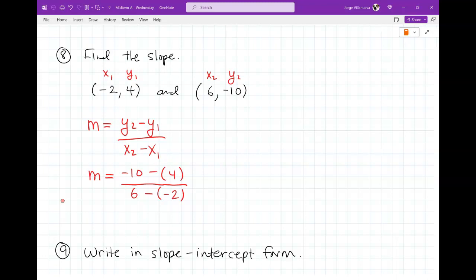Remember on the bottom it's minus a negative. That really means plus, right? So m is equal to negative 10 minus 4 is negative 14, over 6 minus a negative 2, that's 8. And then you can reduce that by 2. That's negative 7 over 4.